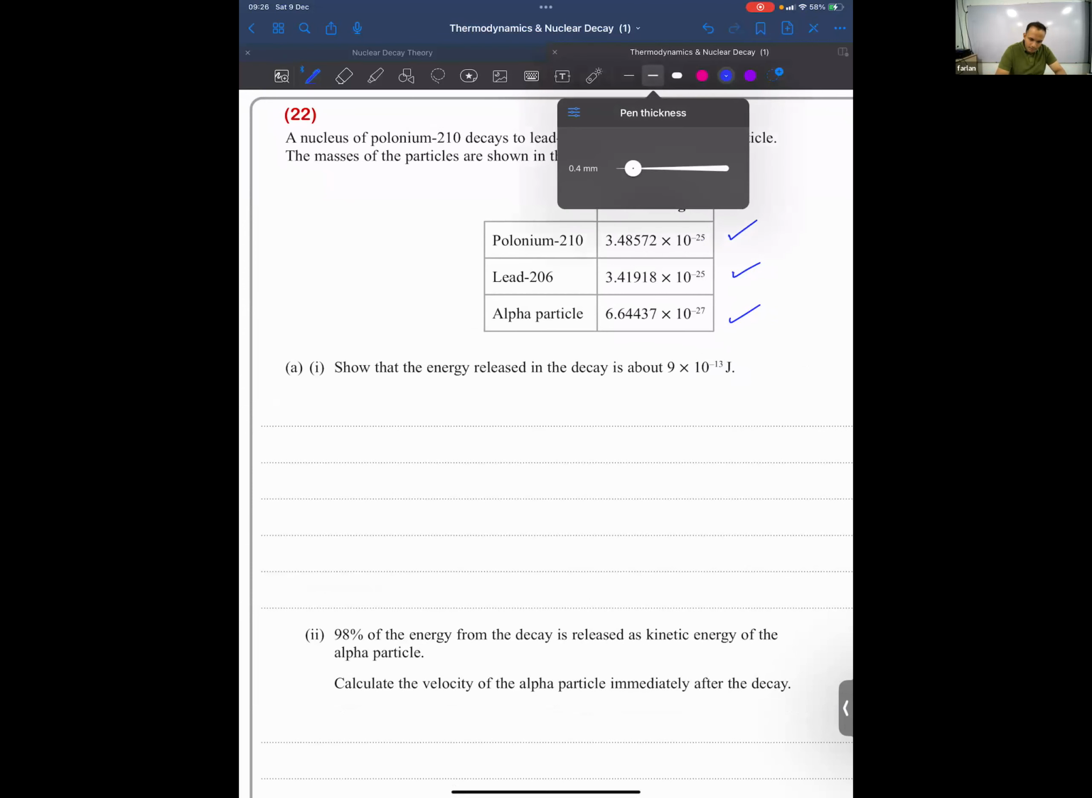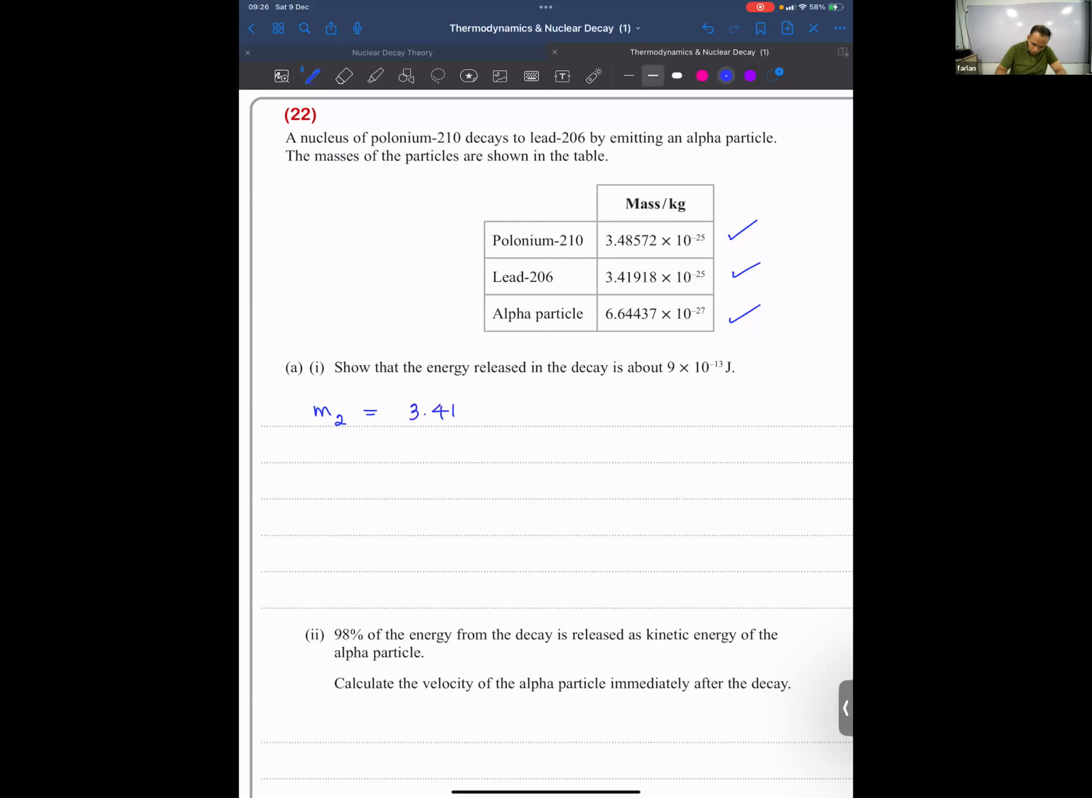So let me check the mass of the final products. If I take the mass of the final products as M2, that is lead and an alpha particle, which is 3.41918 into 10 to the power minus 25 plus 6.64437 into 10 to the power minus 27.